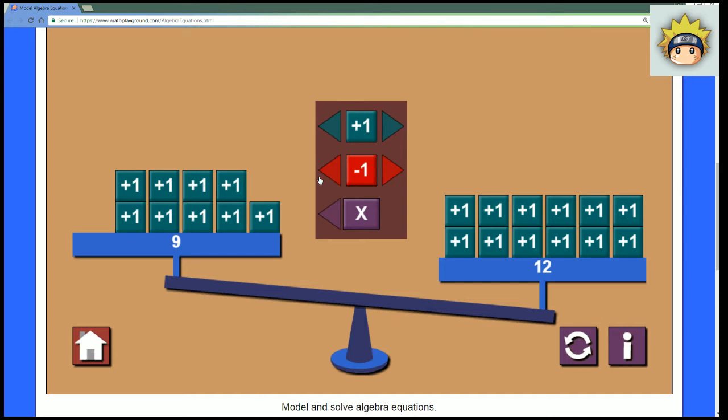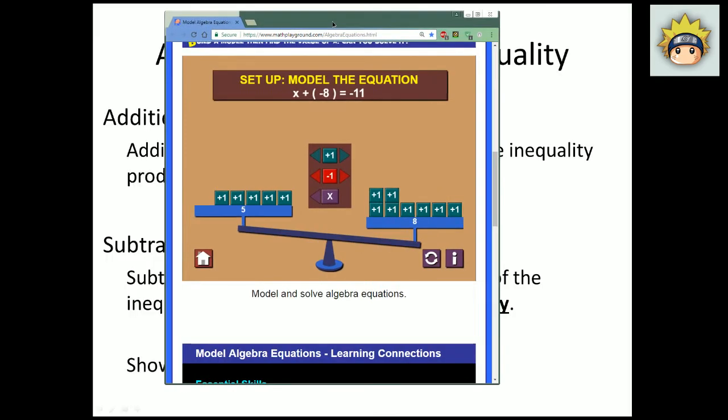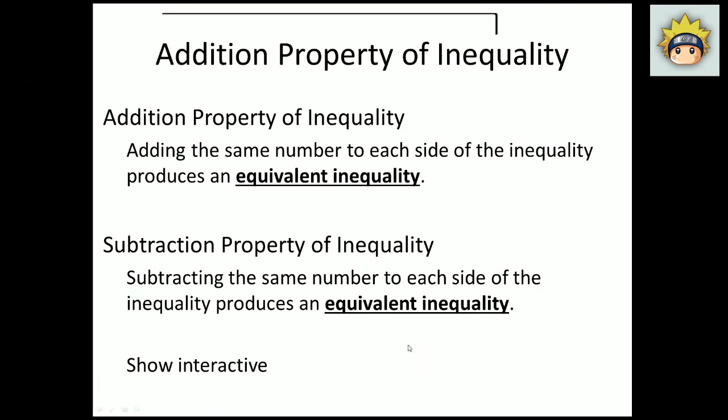Okay. Let's subtract. Let me subtract 1 from the left-hand side. That means I also have to subtract 1 from the right-hand side. You see, it's still the same because I would say that 8 is still less than 11. Let's subtract 3. 1, 2, 3. Do you see here? 5 is still less than 8. So whatever you do to one side, you do to the other. That is what the property of the inequality shows us.